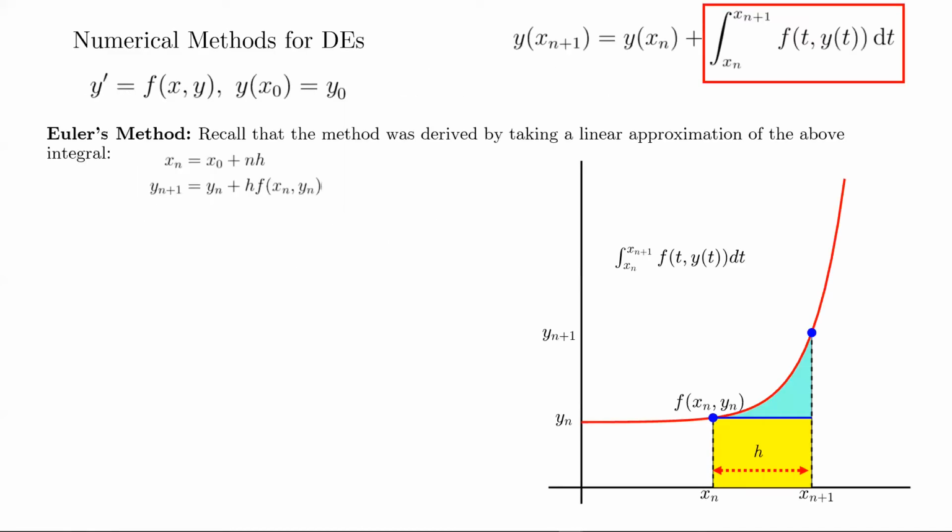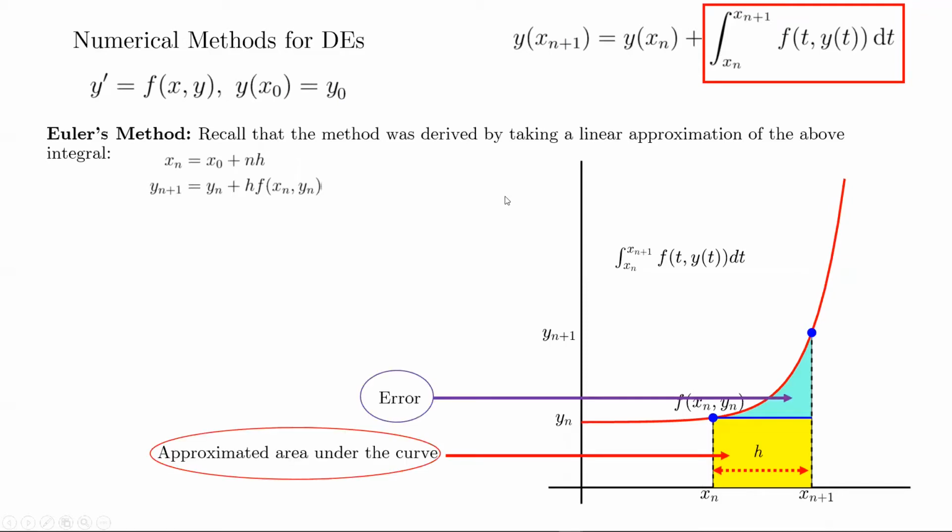So firstly, let's recall that Euler's method was derived by taking a linear approximation to this integral above. This is quite a few lectures ago now, but basically this definite integral is some area under this curve f, and we approximated that using just a linear approximation. And of course that approximation had some error associated with it.